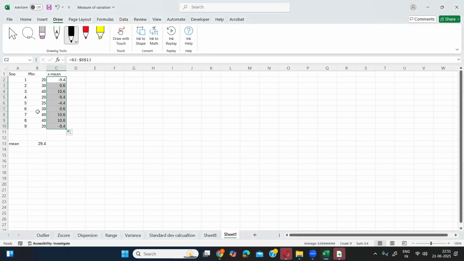Okay, so this is just random data. For the random data, you have to calculate the mean. According to the formula, each value minus mean. When you're doing so, make sure you fix your B13, or you just do B2 minus 29.4. According to your data, you do it with your own data. That only will be perfect. Then you will check on your own. So do not copy this data. You create your own data.